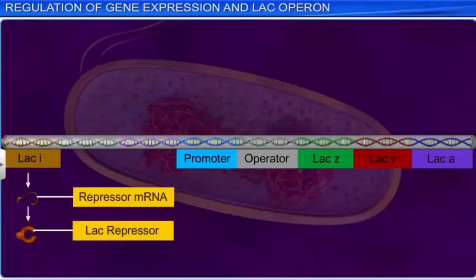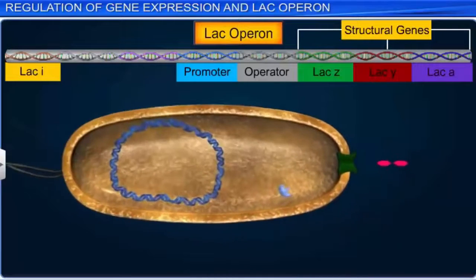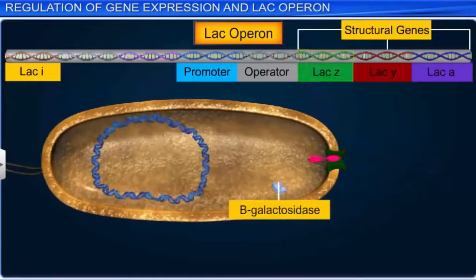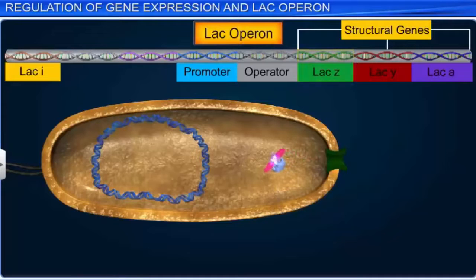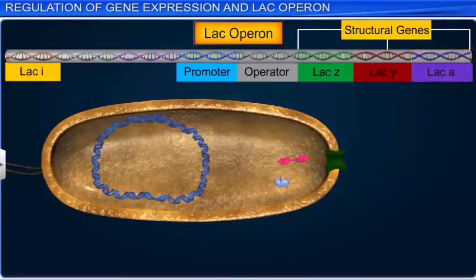The I gene codes for the repressor. The structural genes code for enzymes required for the metabolism of lactose. The lac Z gene codes for beta-galactosidase, which hydrolyzes lactose into galactose and glucose. The lac Y gene codes for permease, which increases the permeability of the cell to lactose, while the lac A gene codes for trans-acetylase, whose function is unknown.